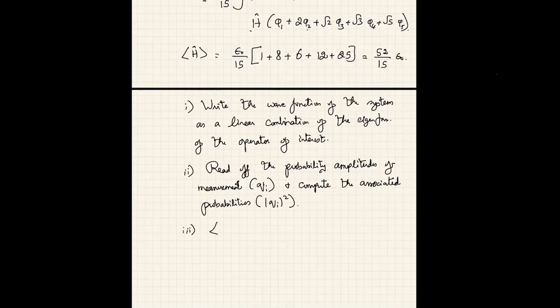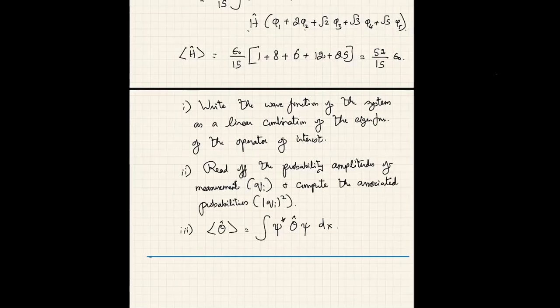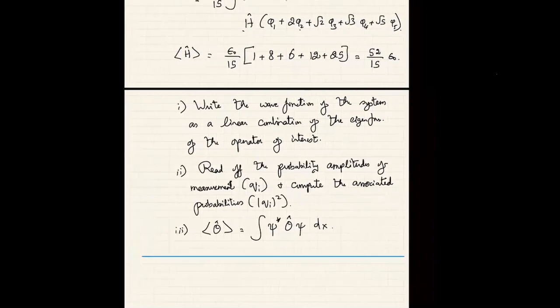The average value of any operator O, assuming that the system has been prepared in some state psi, is given by the integral of psi star O psi dx. And if psi is expressed as a linear combination of eigenfunctions of the operator, the computation of this is very easy because the eigenfunctions of a Hermitian operator are automatically orthonormal to each other. So this is the practical way in which one can use the measurement postulate.